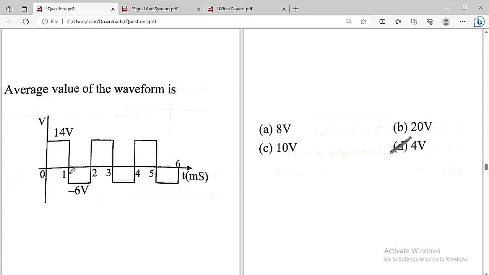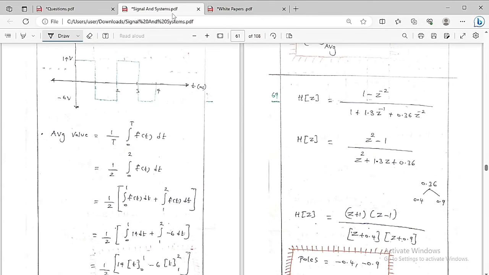For half a cycle its value is plus 14, and for the remaining half cycle its value is minus 6 volt. The signal is periodic with a period of 2, and the time is in milliseconds. So this signal is a periodic signal with a period of 2 milliseconds, and we have to find its average value. Of the 4 options, option B, 4 volt, is the correct solution. So let's solve this numerical.